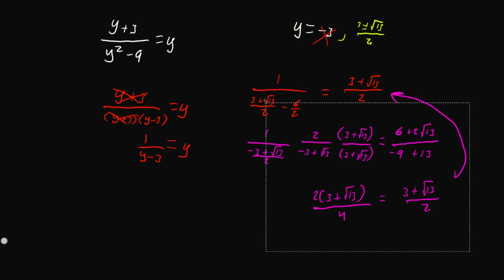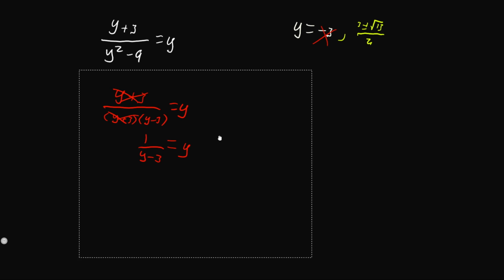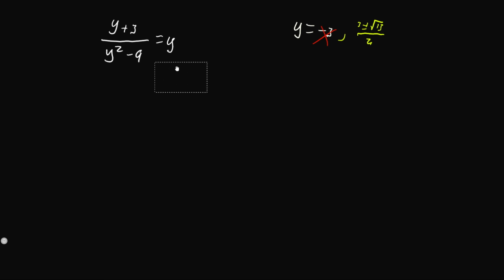So now that we verified one of the solutions, we can say that the other one is true, because if we plug in the negative, we're going to get the same output. So we have a solution of y being 3 plus or minus root 13 over 2. And there is a hole at x is equal to negative 3.